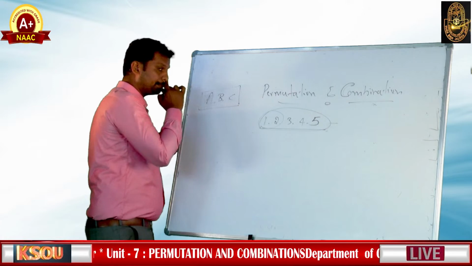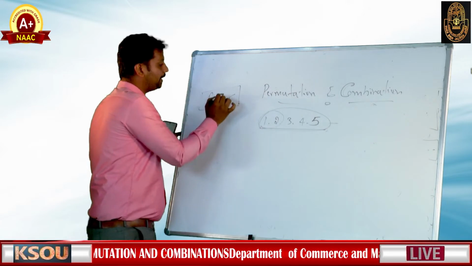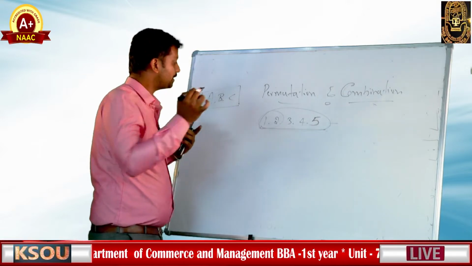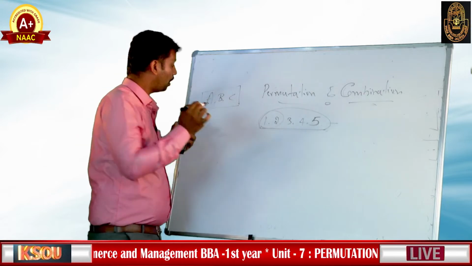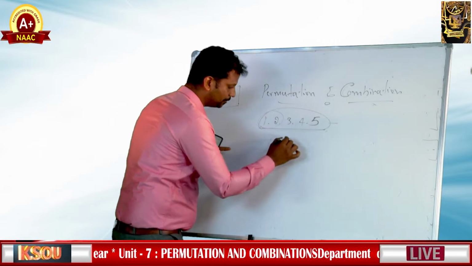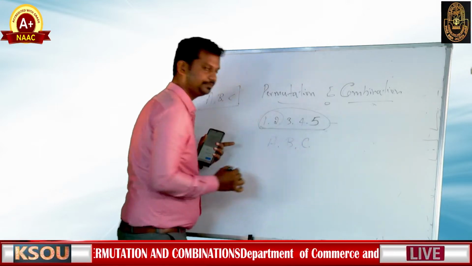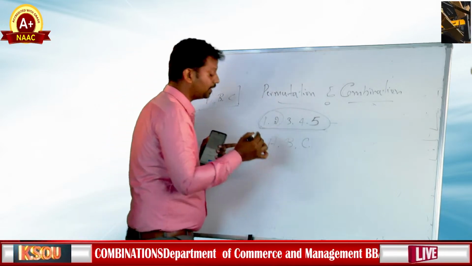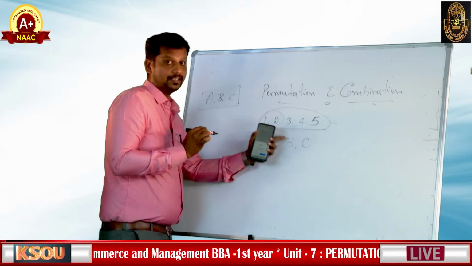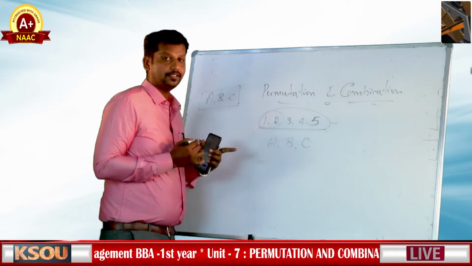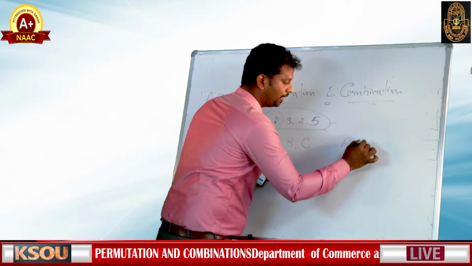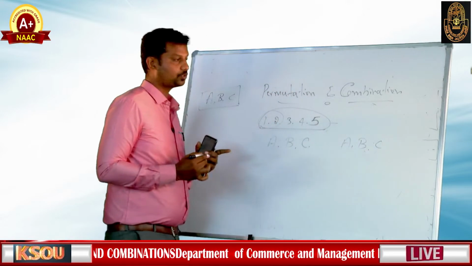In study materials, they give an example: A, B, C. For the permutation, for example, the arrangement of one element out of three elements. We can select A, or we can select B, or we can select C. Then in the combination, selection of one element, we can select A or B or C.